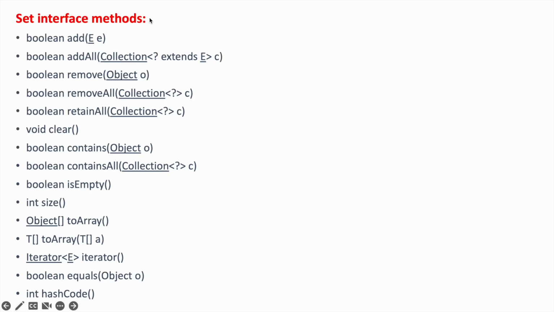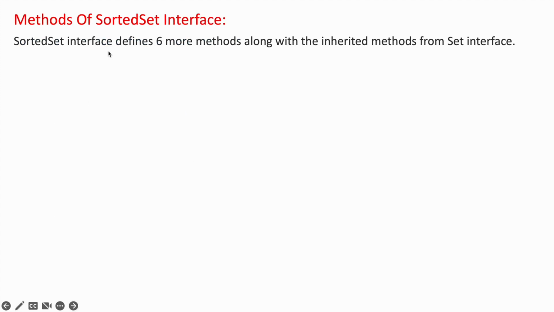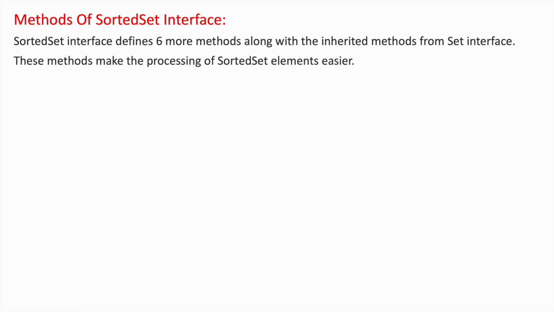Set interface methods. As we know, the set interface has all these methods. All methods are inherited from the collection interface. So all methods of the set interface are applicable for a sorted set also. Sorted set defines 6 more methods along with the methods inherited from the set interface. These methods make the processing of sorted set elements easier.